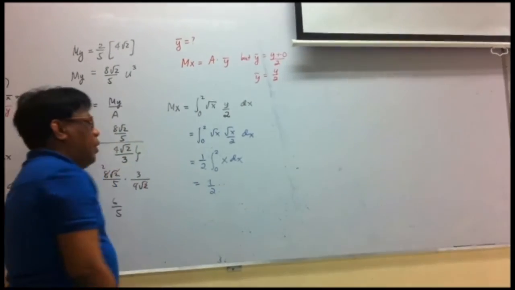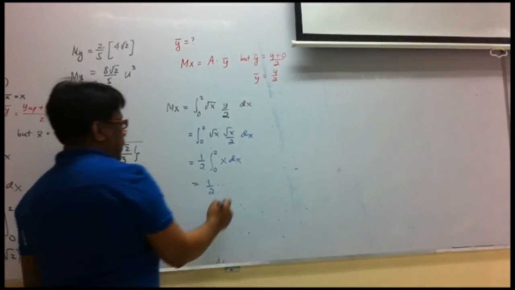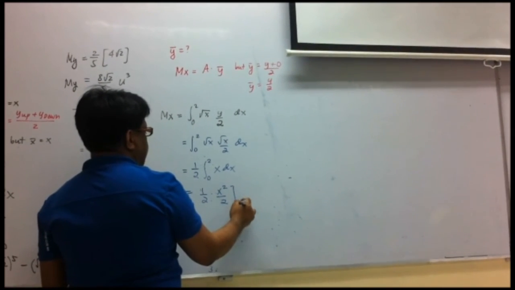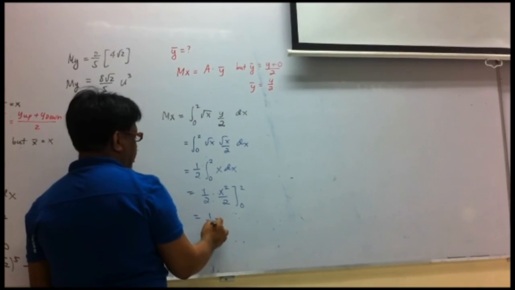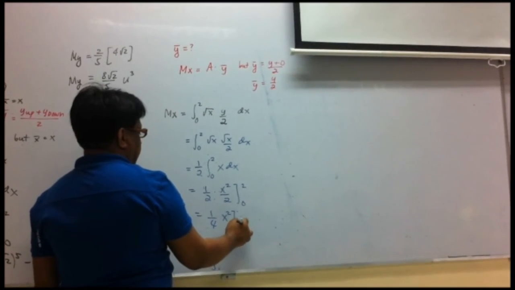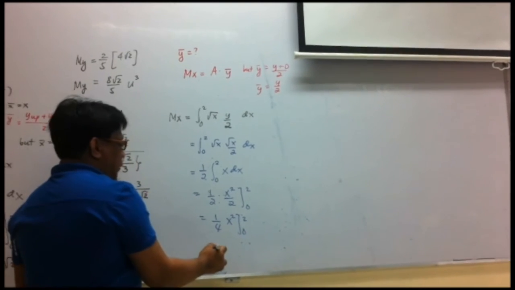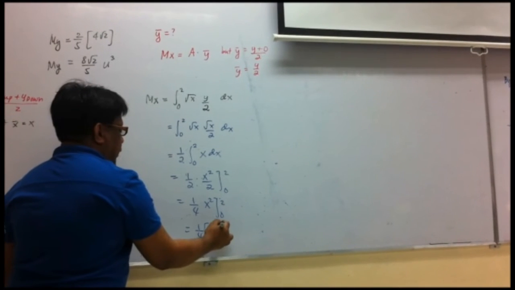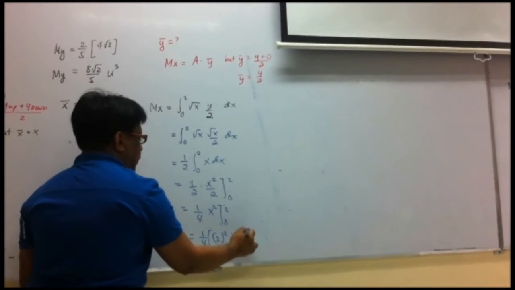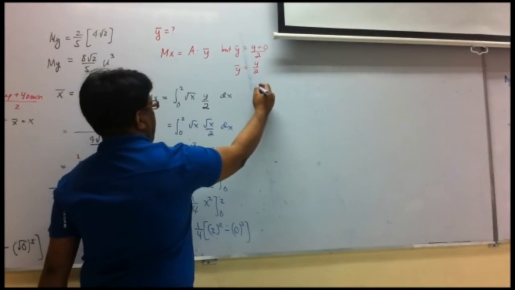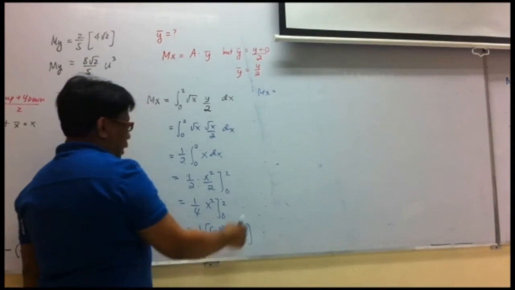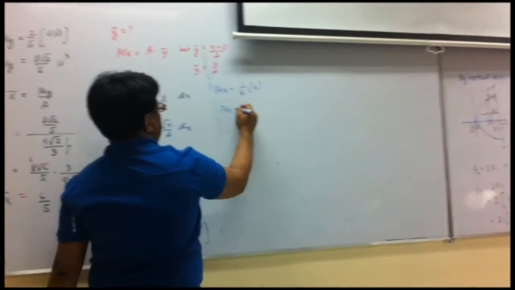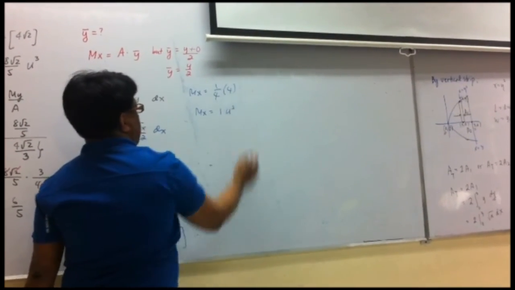What is then the integral of x dx? We have x squared over 2 from 0 to 2. This then becomes 1/4 x squared from 0 to 2. Applying the limits, 1/4 times 2 squared minus 0 squared. So moment x now has the value 1/4 times 4, which is 1 cubic meter.